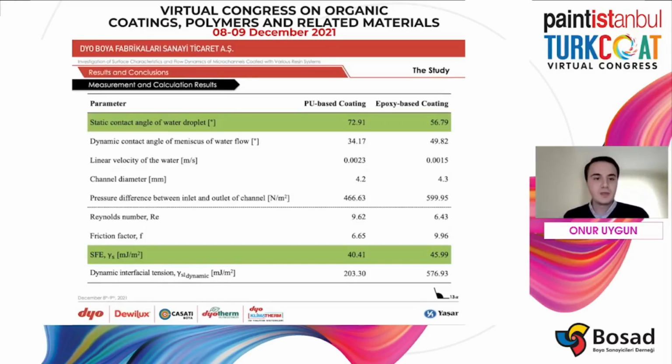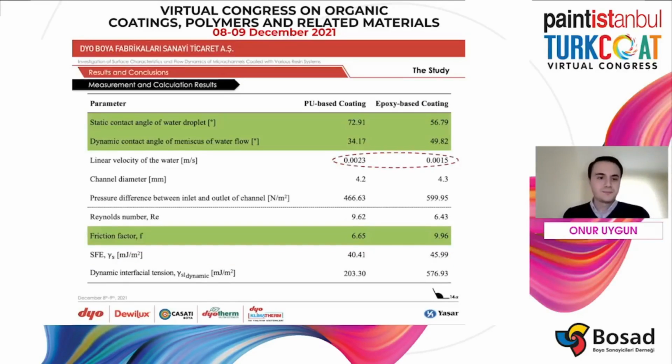Firstly, we made static contact angle measurements, and the static contact angle values showed that polyurethane coating was more hydrophobic because the contact angle of the water droplet on polyurethane coating was higher than the contact angle on epoxy coating. This was an indication that the surface energy of polyurethane coating will be lower than the surface energy of epoxy coating. As expected, the surface energy of polyurethane coating is lower, as you can see.